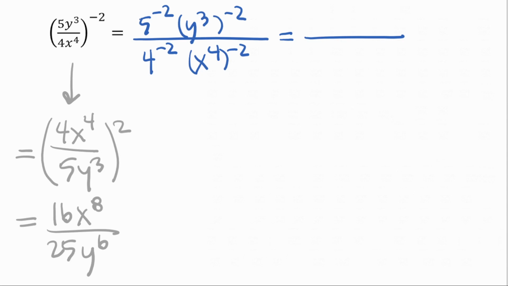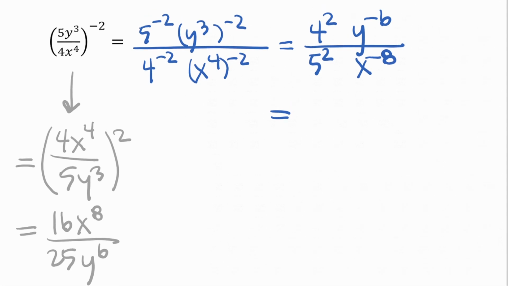If I was to say, at least with the numbers, 5 to the negative 2 would be 5 to the 2 in the denominator, 4 to the negative 2 in the denominator is the same as 4 to the positive 2 in the numerator. That would be y to the negative 6, x to the negative 8, and we know that those negative exponents cause those variables to switch sides on the fraction. So I'd have 16x to the 8 over 25y to the 6, which is what I got the other way. Okay, it doesn't really matter, it's just how you're thinking about it.